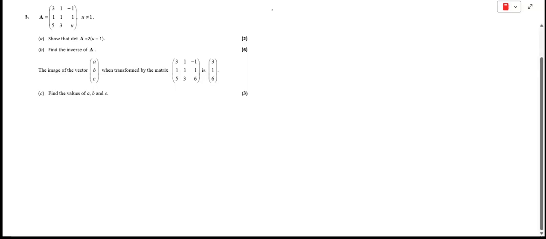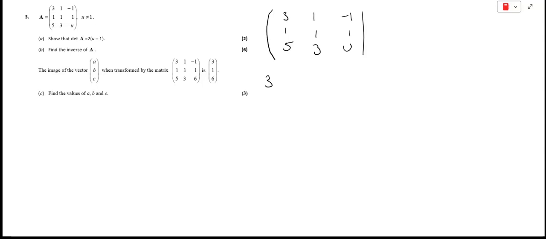Question 3 is all about matrices. First part tells us to calculate the determinant, and to calculate the determinant of a 3 by 3, we know that what we need to do is do 3 and then we cross this out, don't we? And then we do the determinant of whatever's left over. So it's 3 times the determinant of 1, 1, 3, u.